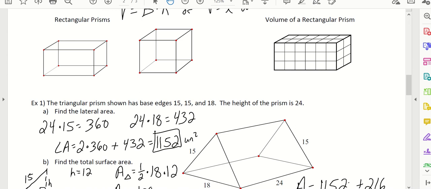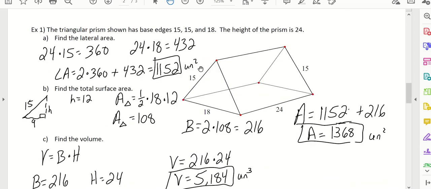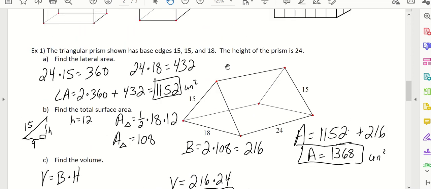Okay, on to part B, find the total surface area. Well, we found the lateral area. What we need to find now is the area of the bases. Notice that we have an isosceles triangle for our base. So 15, 15, and 18.